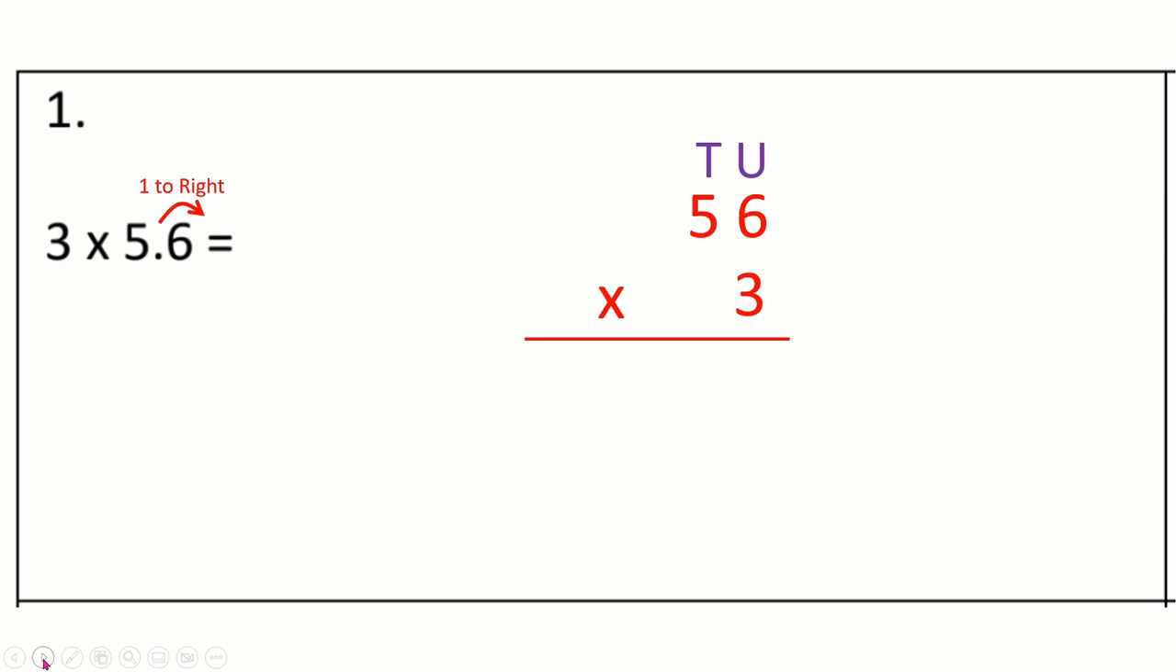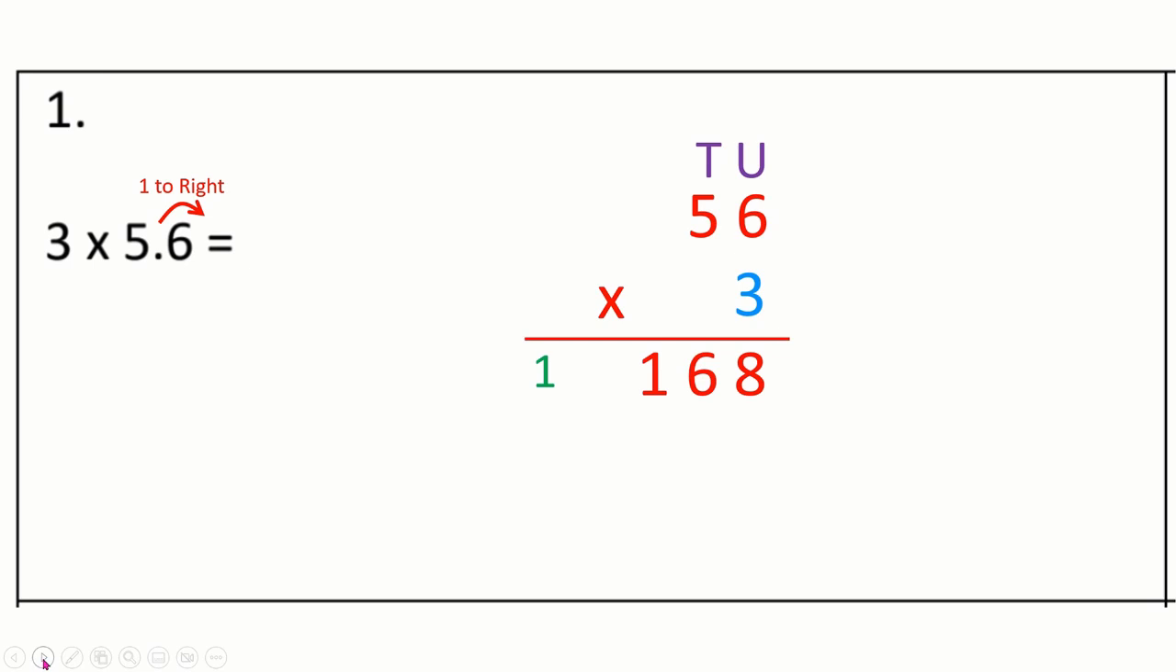So we're going to carry on in the normal way now. 6 times 3 is 18. Put down the 8, carry the 1. 5 times 3 is 15, plus the 1 you're carrying is 16. So the answer to 56 times 3 is 168.